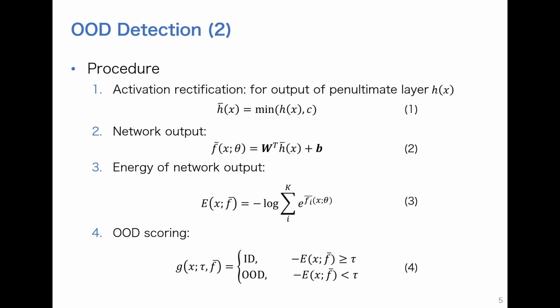The energy of the model output is given by equation 3. Here, f_i indicates the logit corresponding to the ith class label. Finally, the OOD scoring function is given by equation 4. Here, tau is the energy threshold.